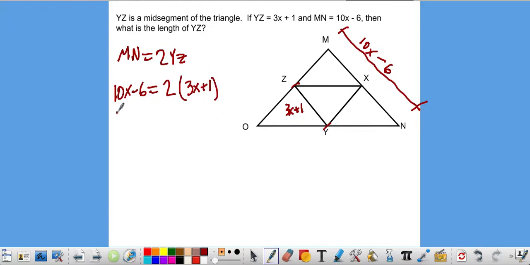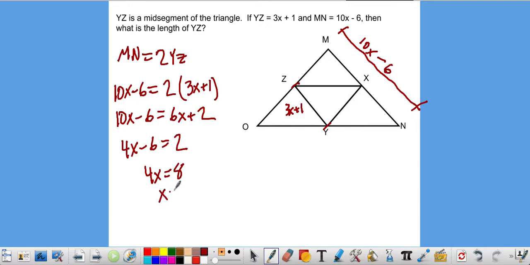And now we just play some algebra and solve. We'll use our distributive property, 6x plus 2. Feels weird to work with numbers. We haven't done numbers in a few weeks. Subtract 6x, we get 4x minus 6 is 2. Add 6, 4x is 8. And when we divide by 4, x is equal to 2.